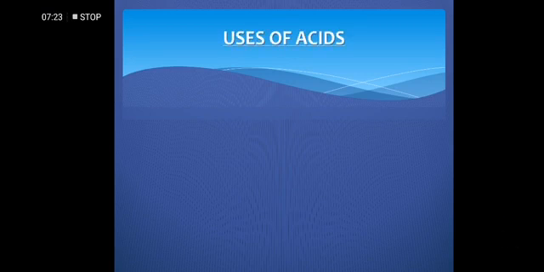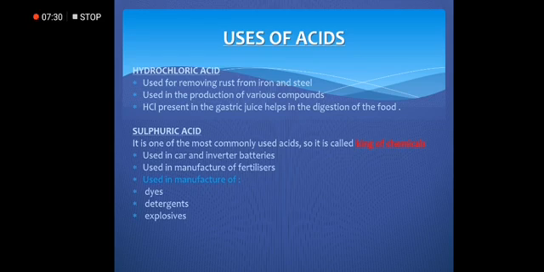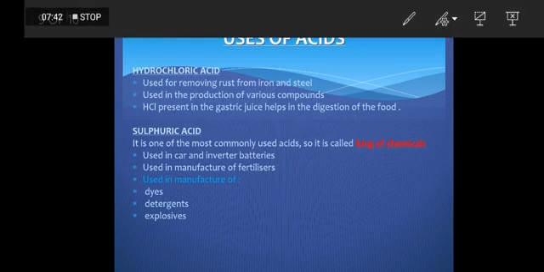Let us discuss some uses of acids. Some important acids that we are going to discuss. First one is hydrochloric acid. This is used for removing rust from iron and steel, and in the production of various compounds. HCl is also present in gastric juice as we discussed earlier and helps in the digestion of food. Sulfuric acid is also called the king of chemicals because it is widely used in many areas. It is used in car and inverter batteries, and in the manufacture of fertilizers, dyes, detergents and explosives.